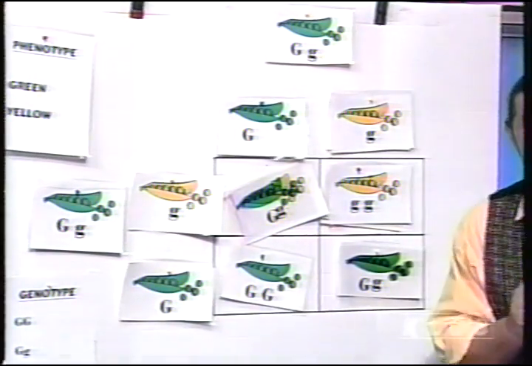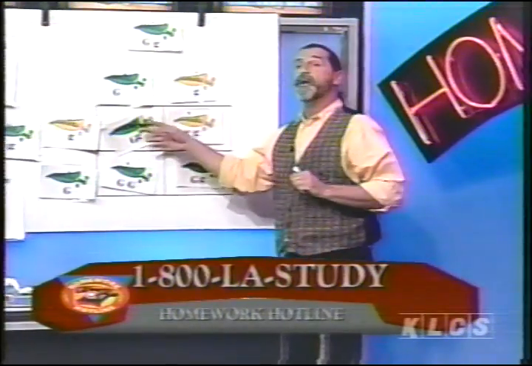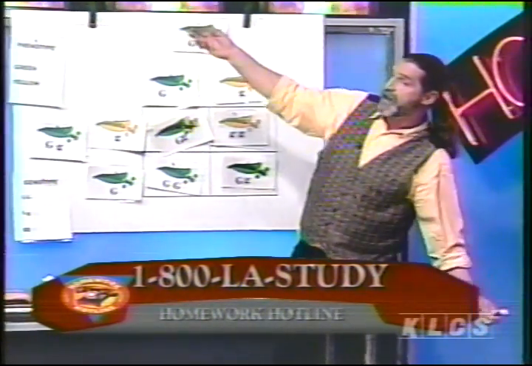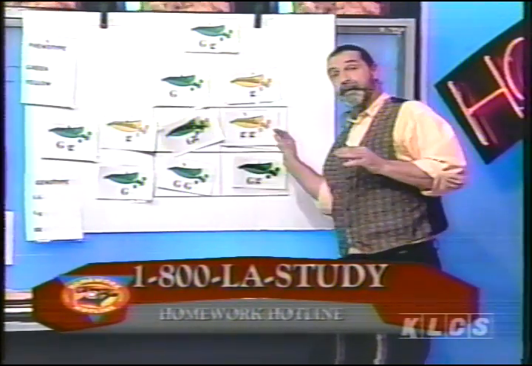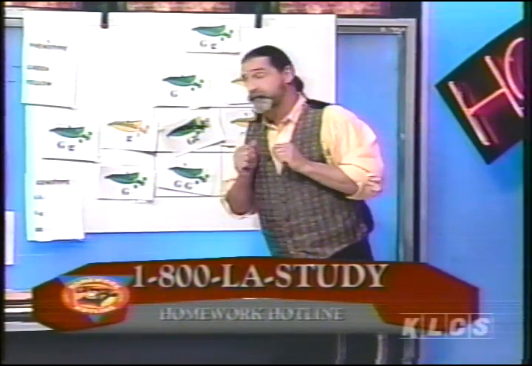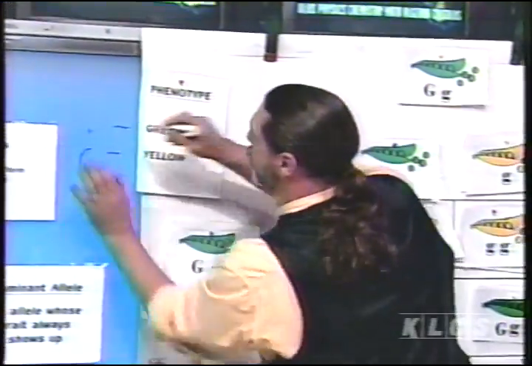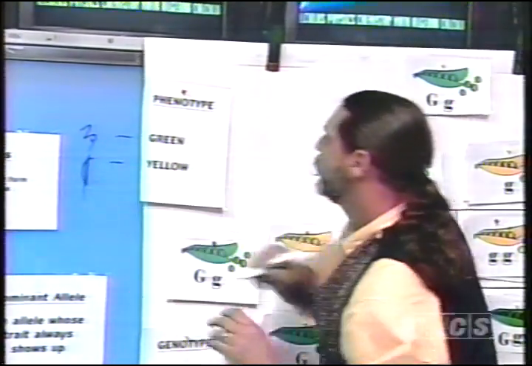So he discovered that when he crossed the F1 generation, the plants that were from a yellow mother and a yellow father, that all those plants were green to begin with, but when he crossed those, he ended up with 1 yellow and 3 green. So our phenotypic ratio would then be 3 to 1.